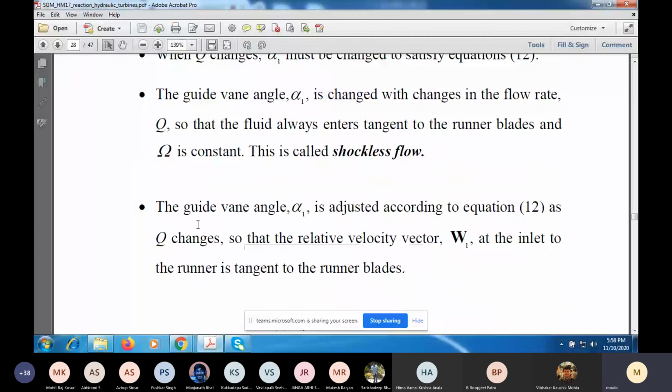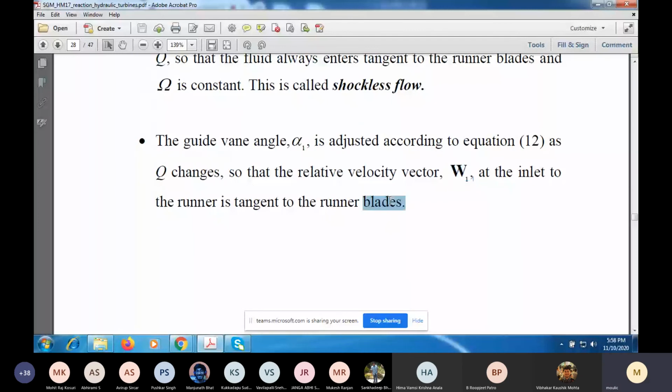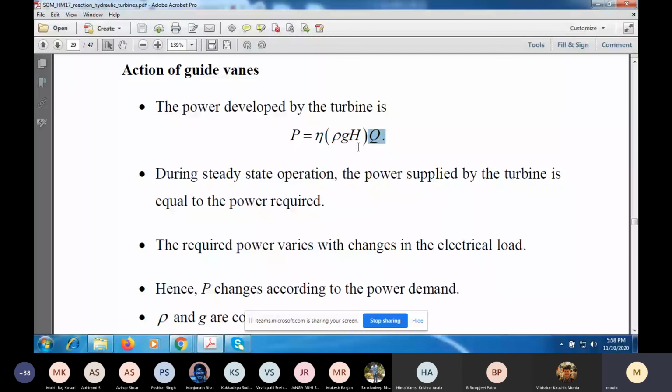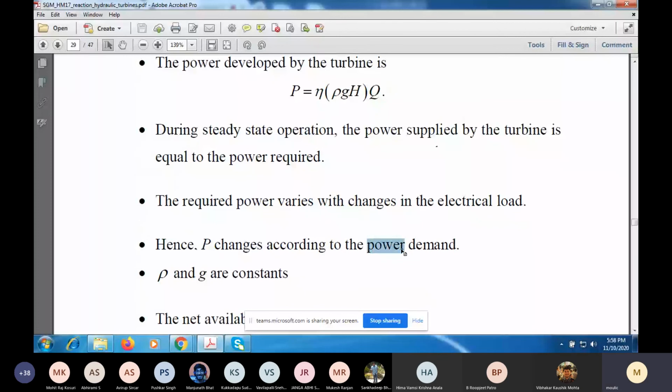And this will enable you to have a situation where the relative velocity vector W1 at the inlet is tangent to the blades. Now, what is the purpose of the movement of the guide vanes? You can see here, the power developed by the turbine is the efficiency times rho g times the available head times the flow rate. Now, the available head is a constant, but the power will change according to the electrical power demand. So at steady state, the power developed by the turbine will be equal to the power demand, the electrical load.